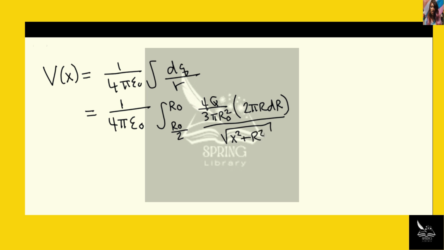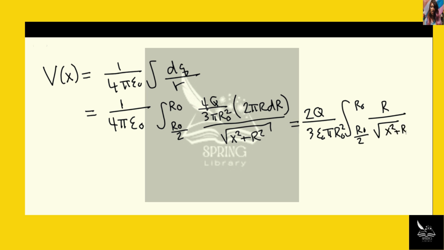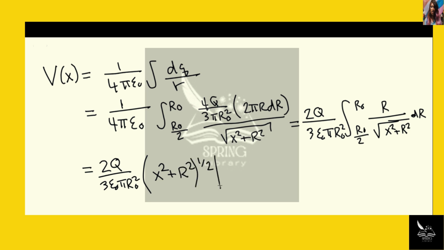So we can simplify some stuff down. We can pull some constants out of this integral. We have 2Q over 3 epsilon naught pi r naught squared, and our integral becomes this integral, which we can do. Same constants as before. The integral, when evaluated, will become the square root of x squared plus r squared. We evaluate this, of course, at our limits.